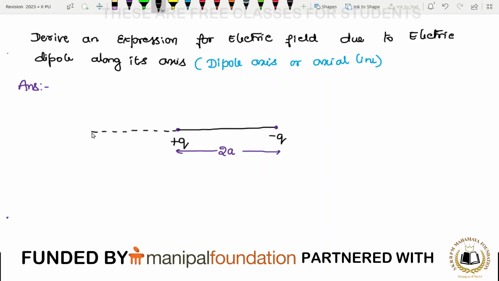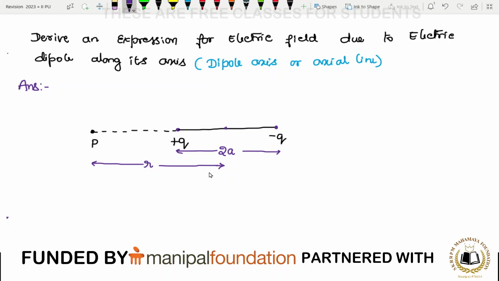So I'll take one point here, P. Let P be a point at a distance R from the dipole. Now from where I have to take the distance R? From its midpoint, somewhere here. That distance is R. From point P to its midpoint somewhere here comes. Actually center of charge.